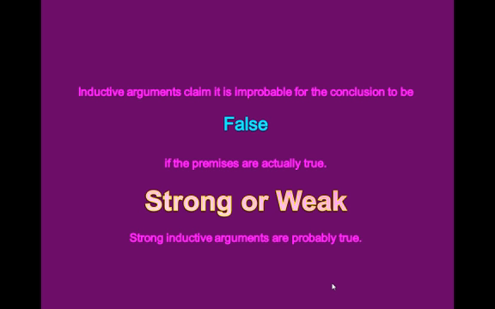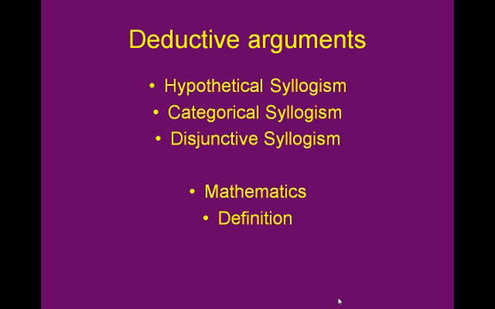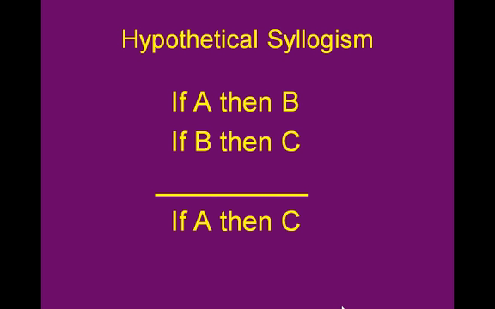Inductive arguments, on the other hand, claim it is improbable that the conclusion be false if the premises are actually true. These are evaluated as strong or weak. Strong inductive arguments are probably true. There are 5 deductive arguments: 3 syllogisms, hypothetical, categorical, and disjunctive, as well as arguments based on mathematics and arguments based on definition. Here are some examples.